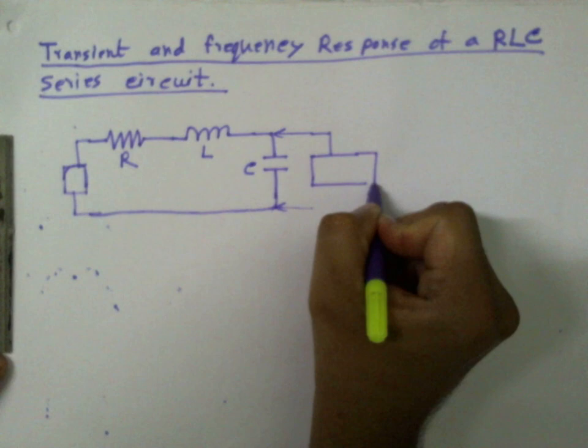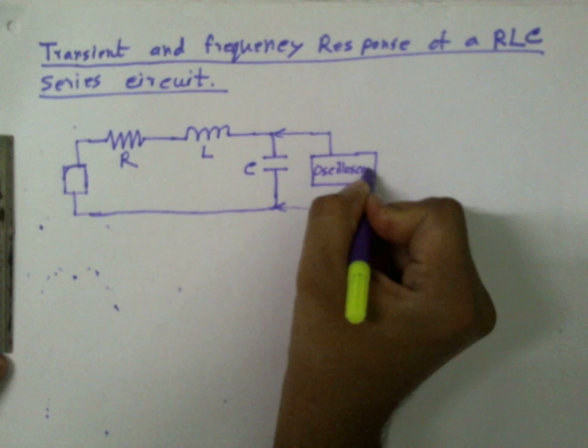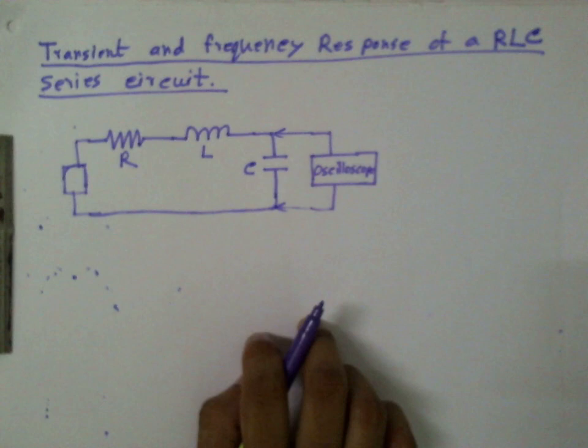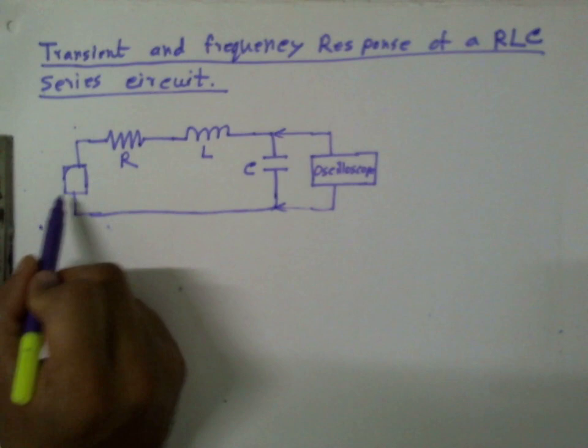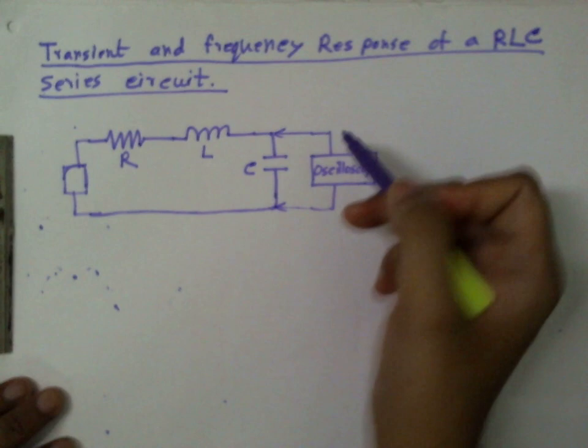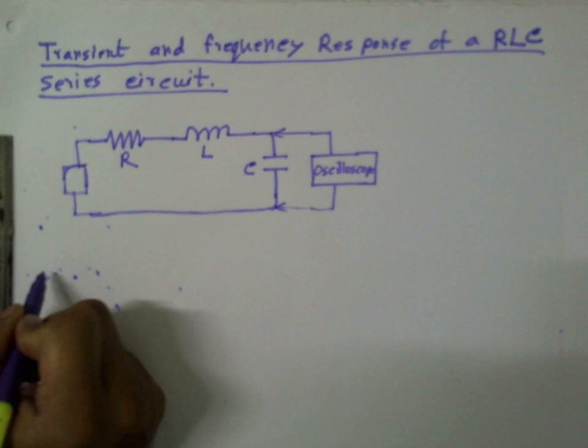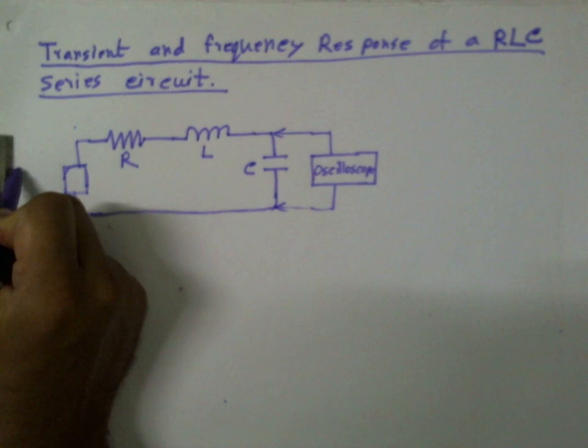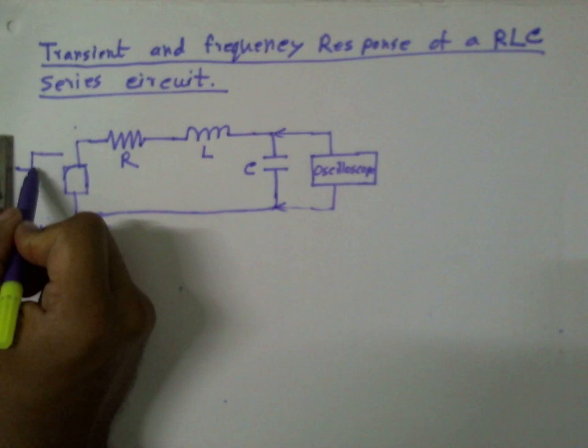So we have an oscilloscope. It can be a cathode ray oscilloscope, CRO, or a digital storage oscilloscope. So we will give some supply waveform here, and we want to see how the voltage waveform looks like. For example, we can give a step voltage at this point, like this. So the voltage is initially zero.